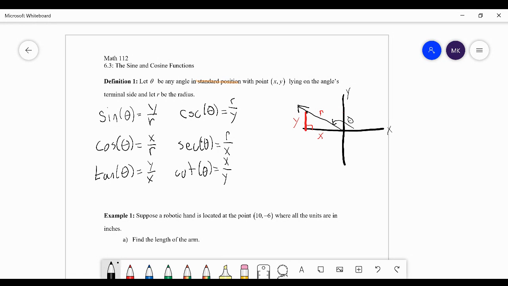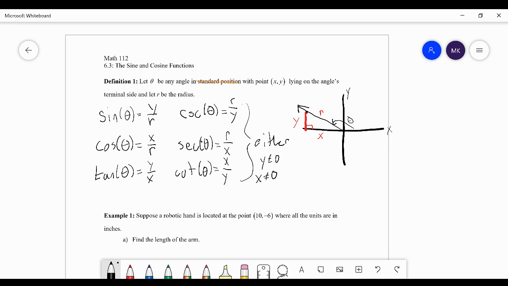Now, for all of these, we have the condition that either y does not equal 0 or x does not equal 0, depending on what the denominator is. So for secant, x cannot be 0. For cosecant or cotangent, y cannot be 0. That reason should be fairly straightforward. And obviously with tangent as well, x cannot be 0.